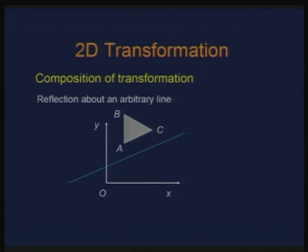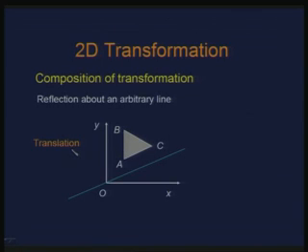So, what do we do? We first translate the line to pass through the origin, rotate the line, then perform the reflection, then we inverse rotate and then we back transform them. So, you understand everything, good. So, let us see these steps. This is the translation which will basically make this line pass through the origin.